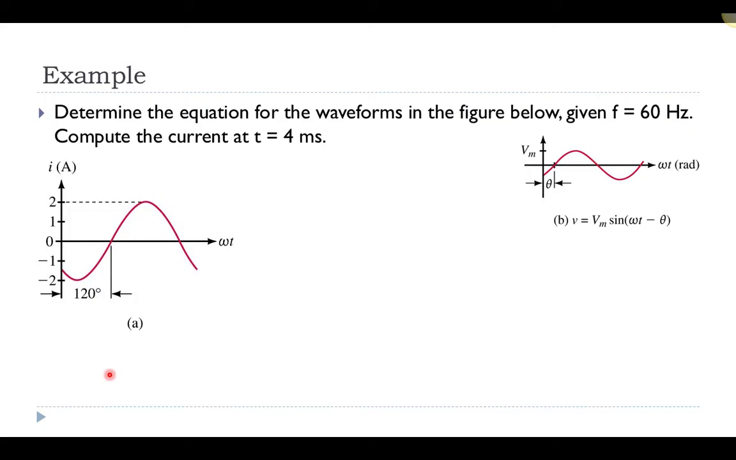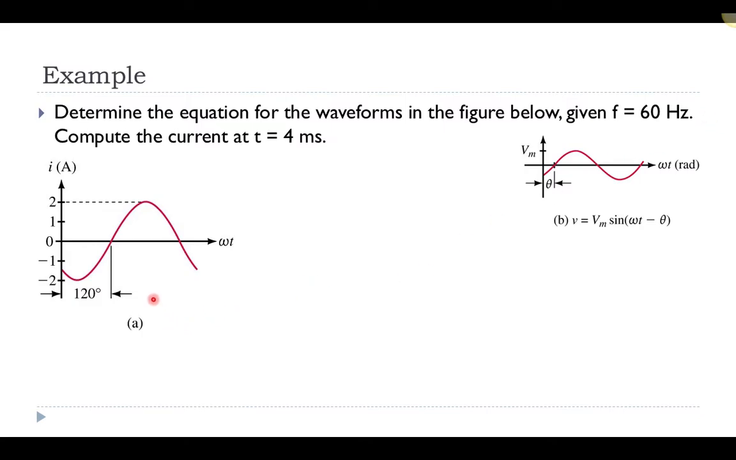In this example, we're given a waveform for the current as a function of time, and we're asked to write down a formula or an equation that describes the current as a function of time, and then also to compute this value at a time of 4 milliseconds. We're also given the fact that the frequency at which this waveform is oscillating is 60 hertz.